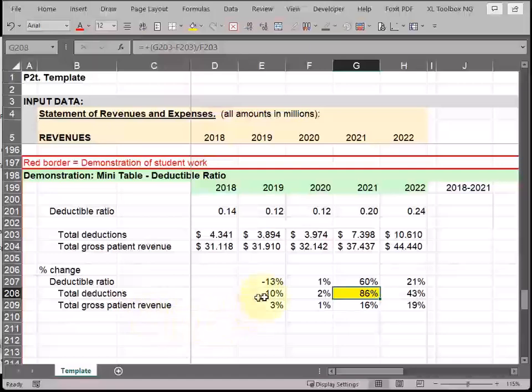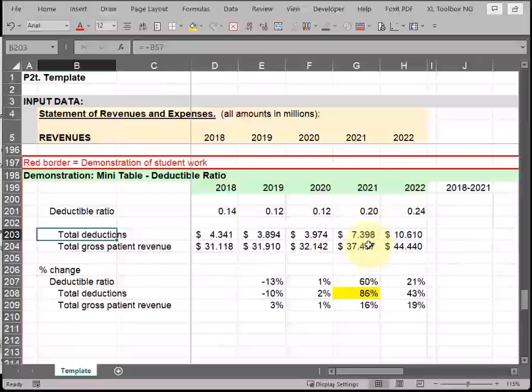One might be if you increased your charges for everything overnight. You still have the same contracts with Medicare and with insurance companies, so they're still going to pay you the same thing, but you charge more. So this would be your gross patient revenue, but that's not what happened here. That was a little change, but not a big change. This was a big change.